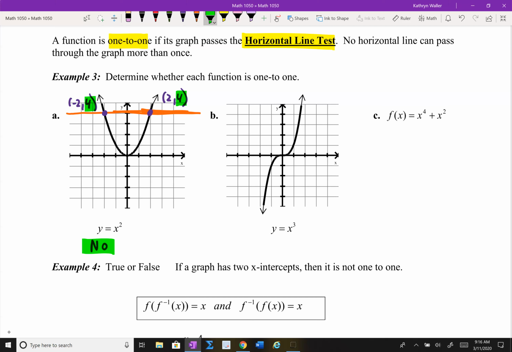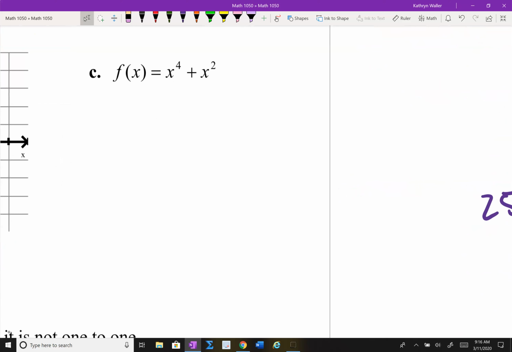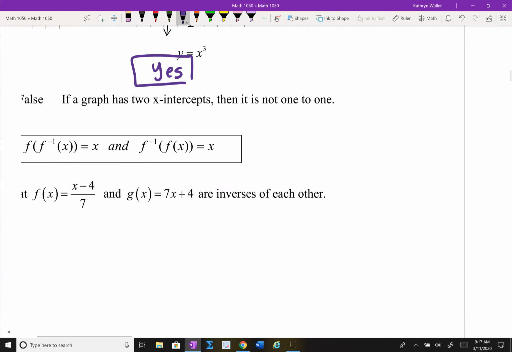Okay, look at question B. Everybody in the room tell me, is the answer yes or is it no? Yes. It's yes. You're never going to draw a horizontal line that hits that graph more than once, okay? Everybody look at C, and I want you to just think about that for a second. What does that graph look like? And then do your horizontal line test. Is the answer yes or is it no? The answer is no. I don't know exactly what the graph looks like, but I do know that end behavior is up, a parabola that opens up, because my biggest exponent is even, and it fails right there, so it's no. That's all I need to know, okay? All right.